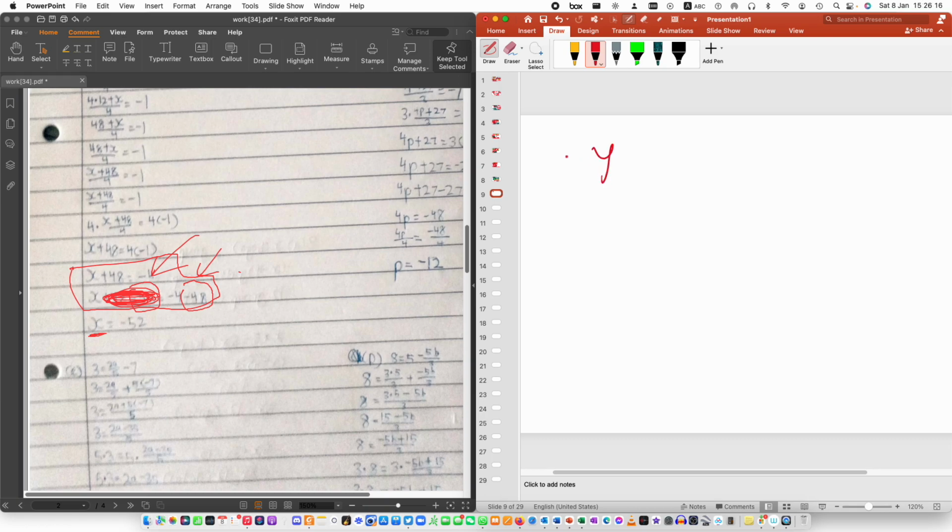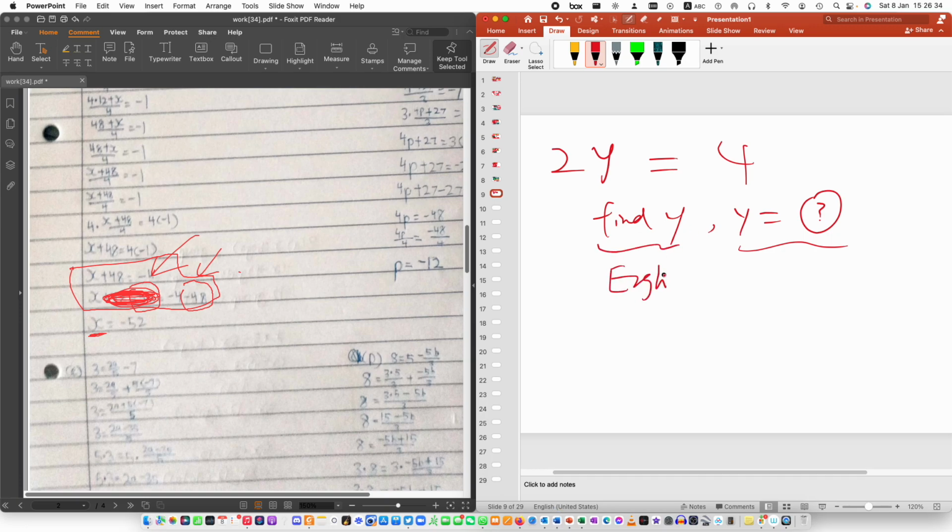if you have 2y equals to 4, what's your objective? Find y, right? And in fact, find y is y equals to something. So next time when I ask you what's the objective, please tell me y equals to something. Because when you say find y, this is English. What's the mathematics meaning? The mathematics meaning is y equals to something. So next time when I ask what is the objective, please answer me using mathematics. Alright? Okay, good. So how do you get y equals to something?